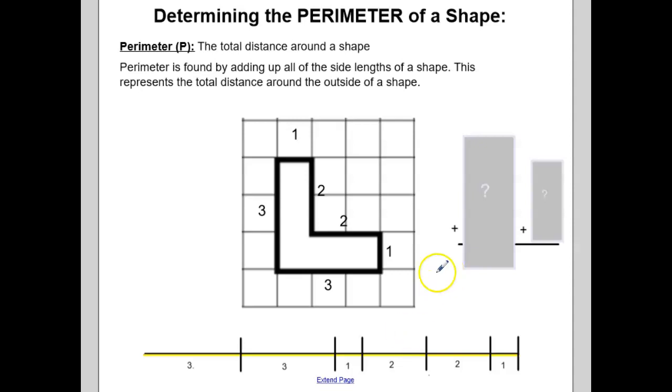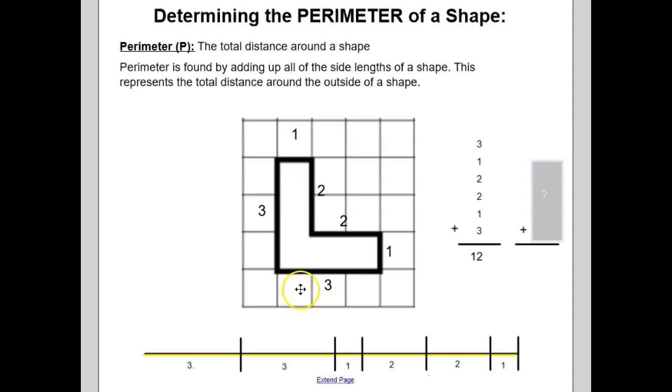I add them all together, and that tells me the total perimeter. So I'm going to write down my equation. And I know I need to have 6 addends because I have to add all 6 sides of this hexagon together. So I have 3 plus 1 plus 2 plus 2 plus 1 plus 3. I've gotten all of the side lengths in there together.